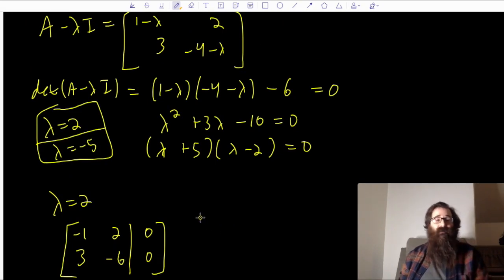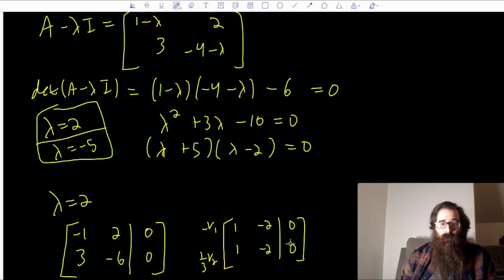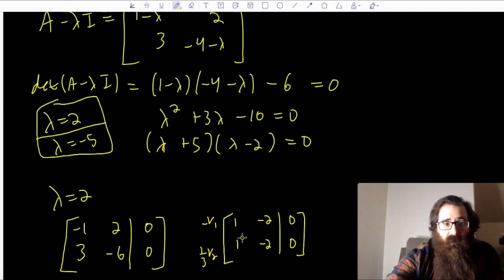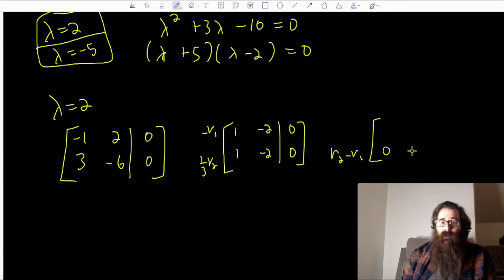Now, I can go ahead and scale. So here I can do negative row 1, and I can do 1/3 row 2. So if I flip the sign on row 1, I get 1, negative 2 augmented with 0. If I divide everything in row 2 by 3, I get 1, negative 2 augmented with 0. And these rows are identical, so I can eliminate row 2, replacing with row 2 minus row 1. Gives me my row of all zeros.